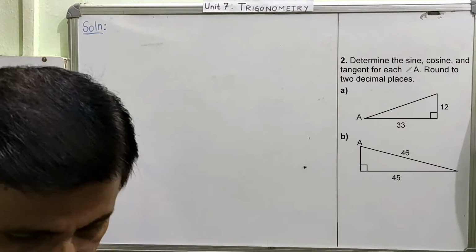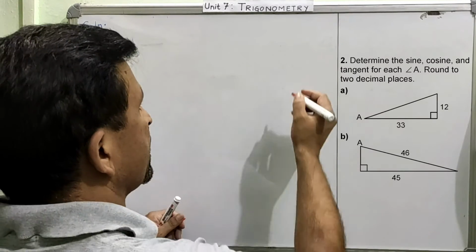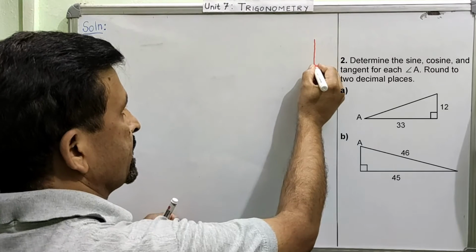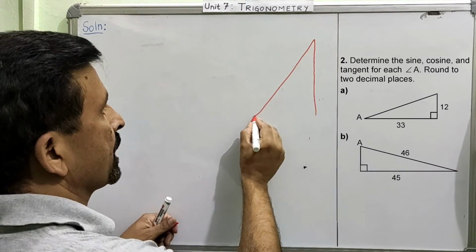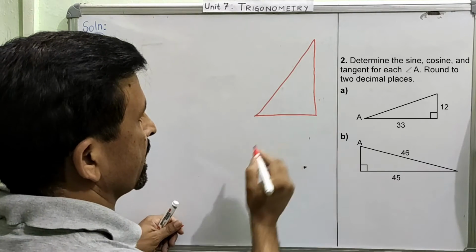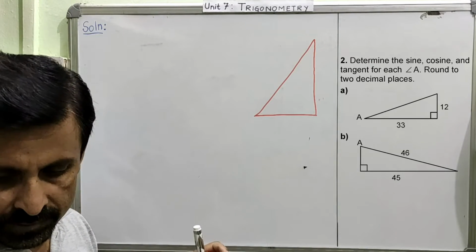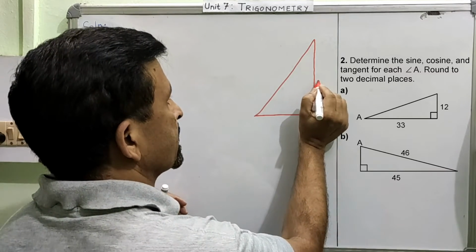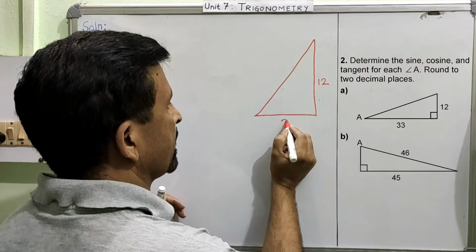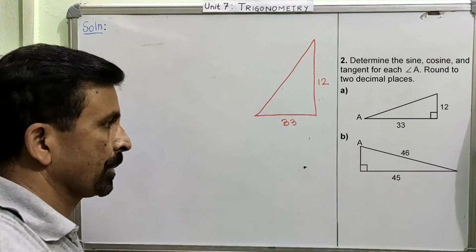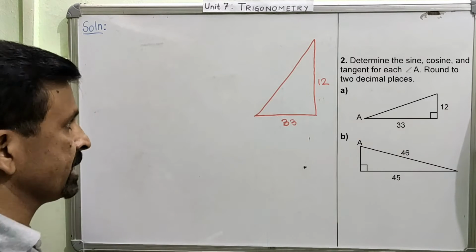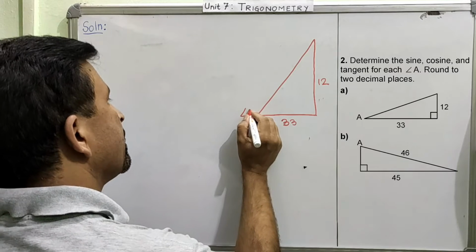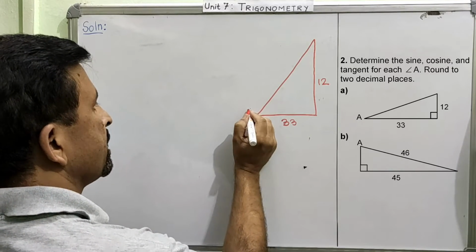First of all, I will show you the diagram that we have. The diagram we have is again a right angle triangle, in which the measurements of the sides we are given are 12 and 33. Is it okay? One is given as 12, another is given as 33. And the angle we are given is angle A.